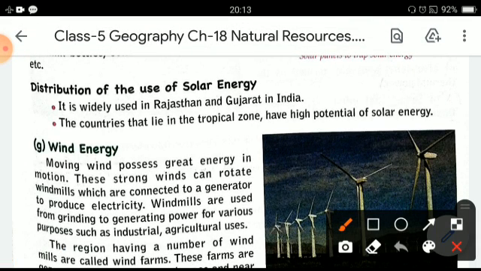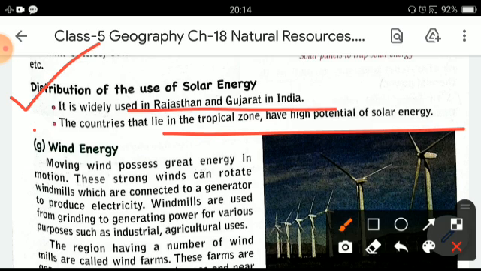The distribution of the use of solar energy: it is widely used in places which have abundant sun. It is widely used in Rajasthan and Gujarat in India, places which receive the sun's rays most of the time. The countries that lie in the tropical zones have high potential for solar energy.